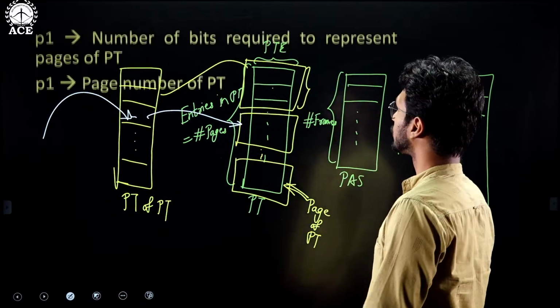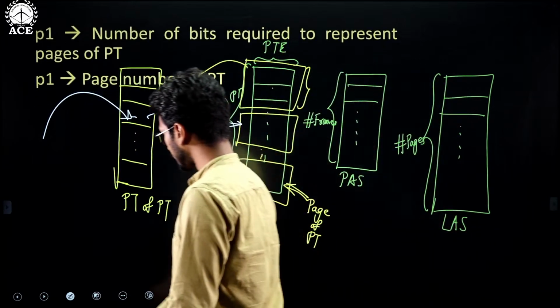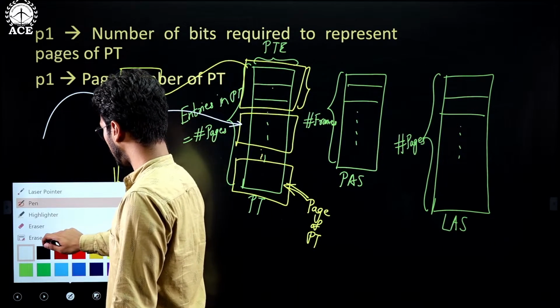Let's see the procedure next. Okay, I think I should delete this. Let me delete everything and erase all the ink on the side.